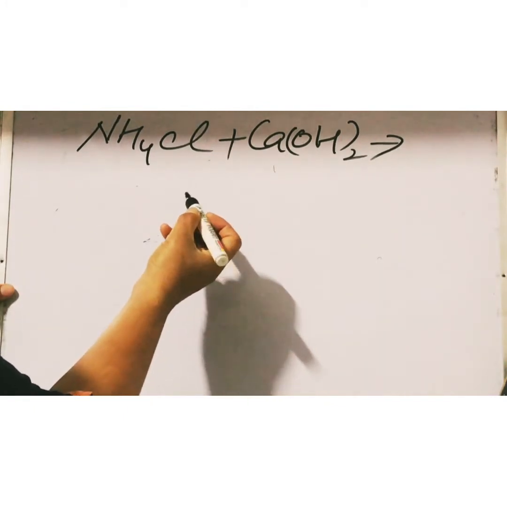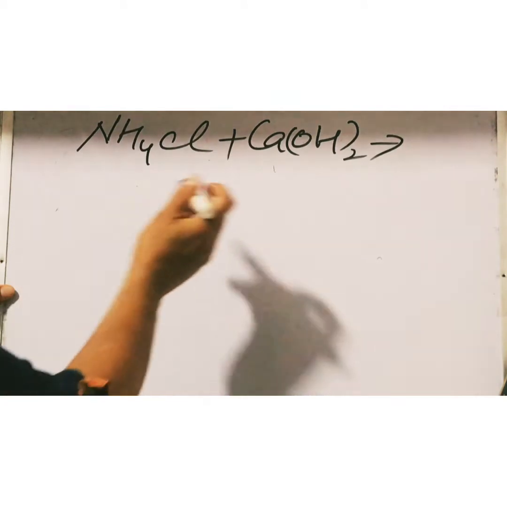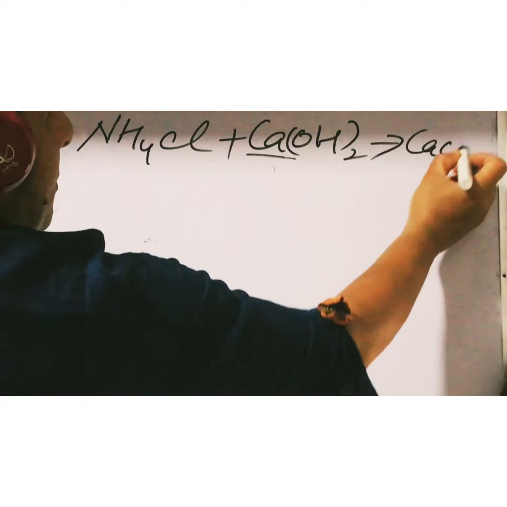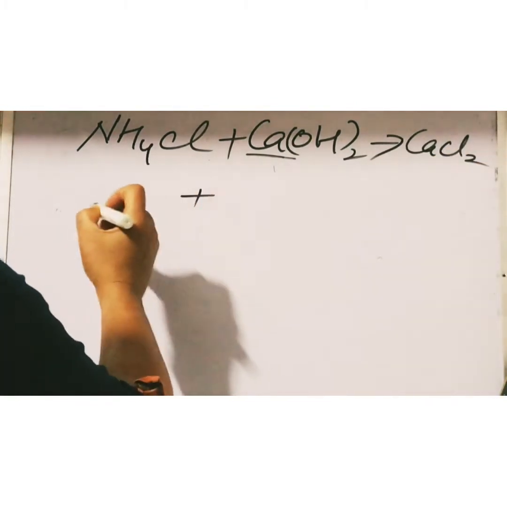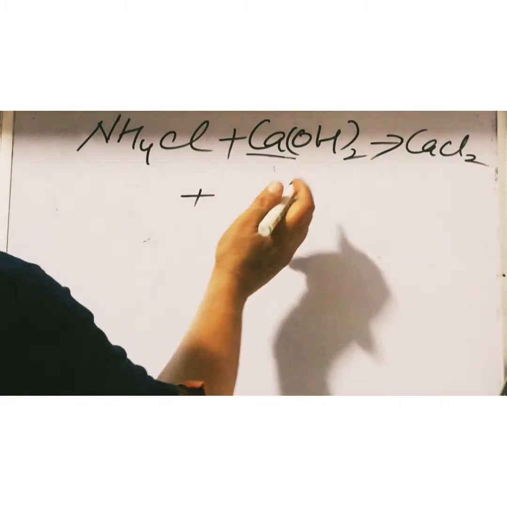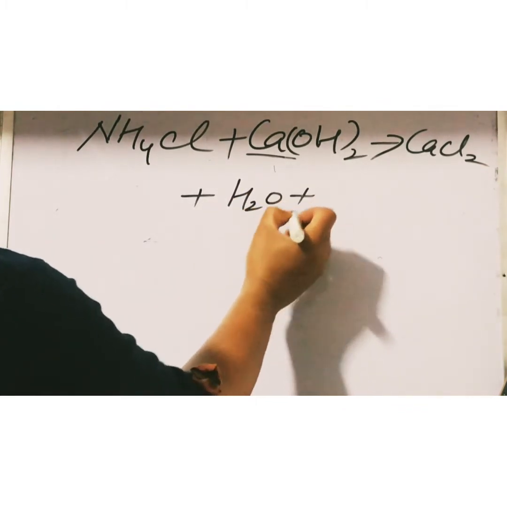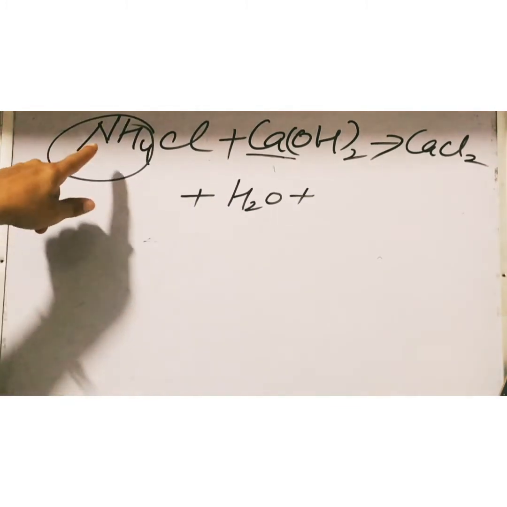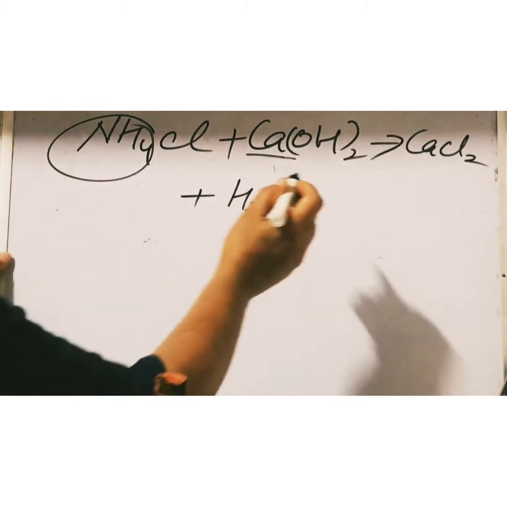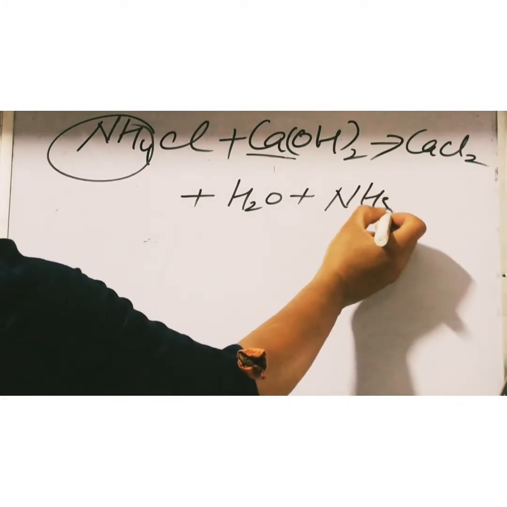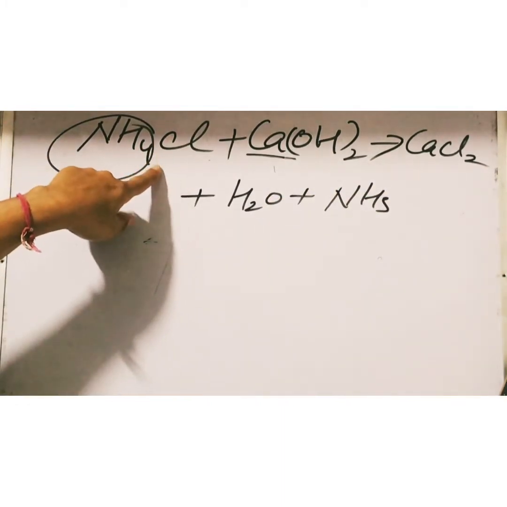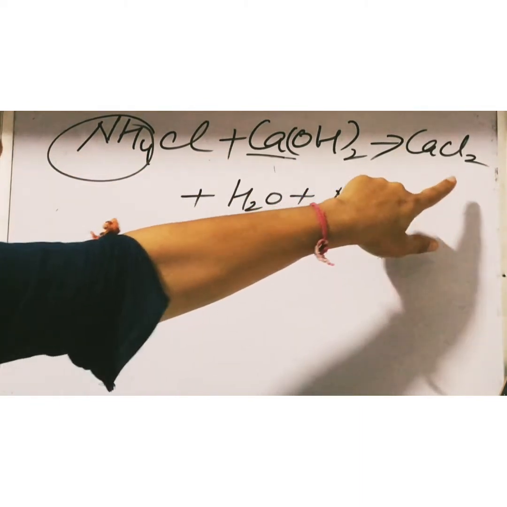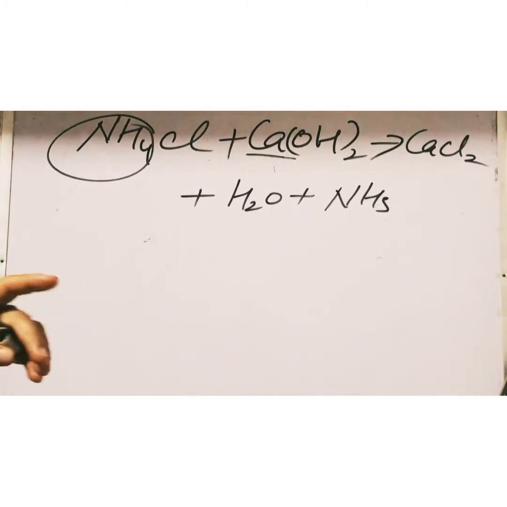Now what are the products you are going to get here? You will get salt, water and gas. Which salt will you get? With calcium, here the metal is calcium, so you will get calcium chloride, plus water, plus gas. Which gas? Here we have used an ammonium salt, so from an ammonium salt which gas will be produced? That is ammonia. So from ammonium chloride, adding alkali, we get salt, water and gas. The salt is calcium chloride, water, and the gas is ammonia.